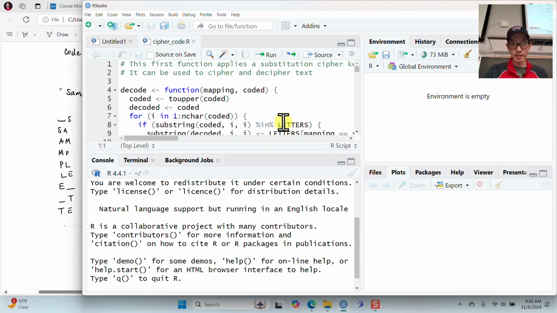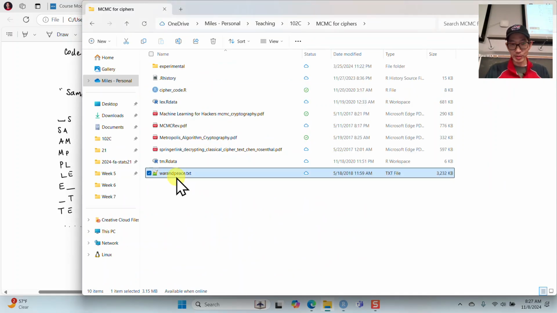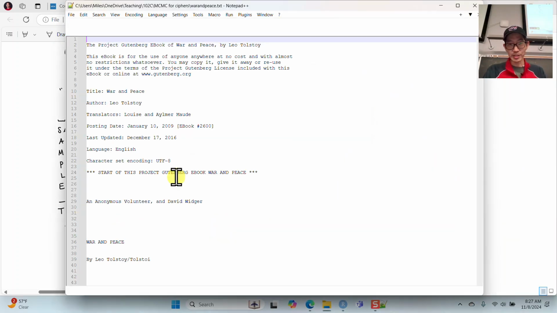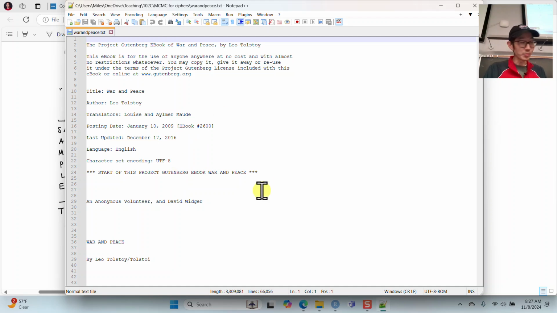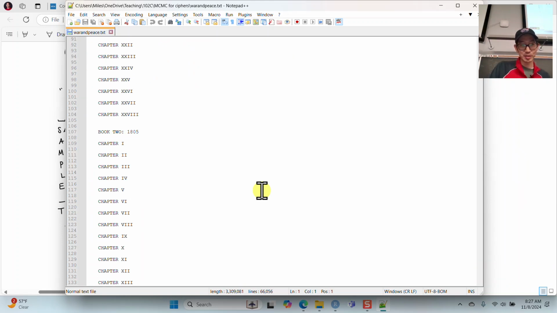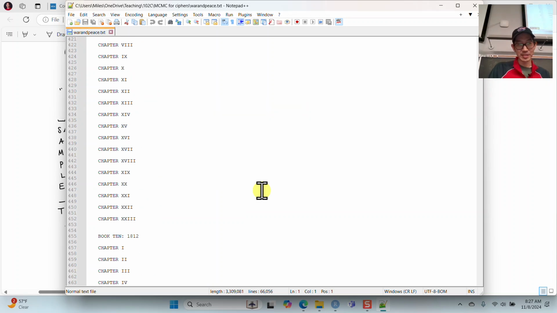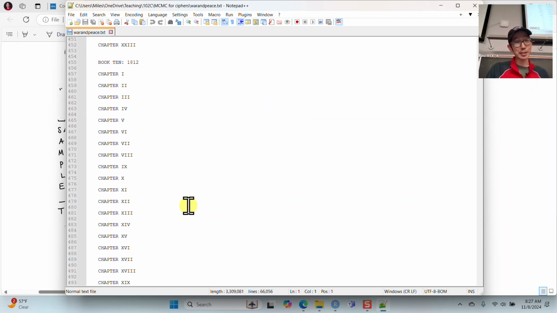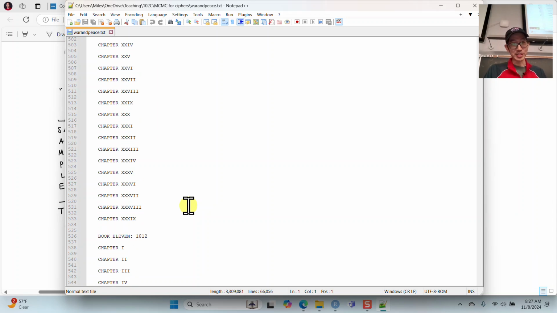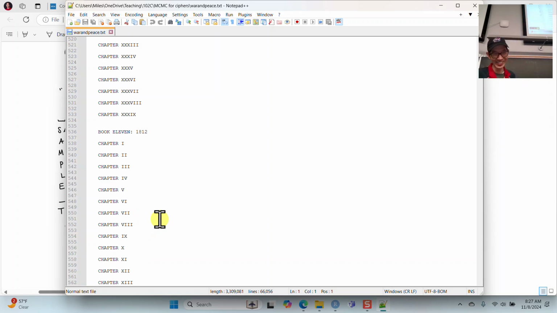Okay, and this script reads in, we've downloaded War and Peace from Project Gutenberg, and I should probably delete this stuff. It's like the table of contents, but in a text file, the table of contents is completely worthless, right? Like, what am I going to do with this?